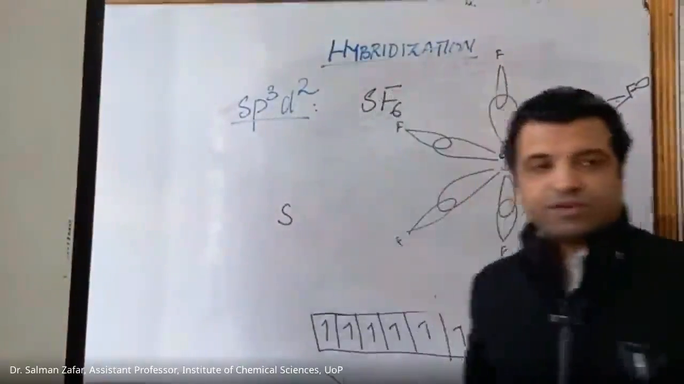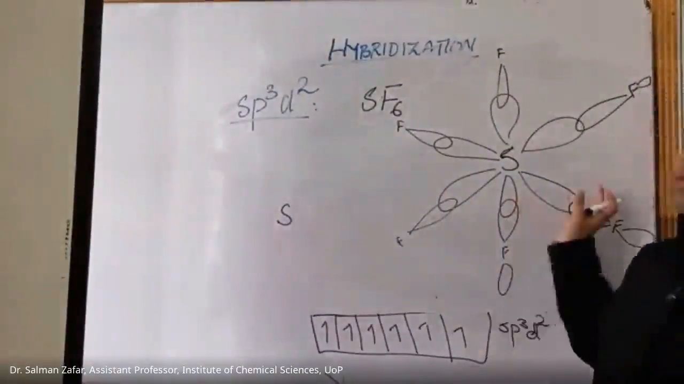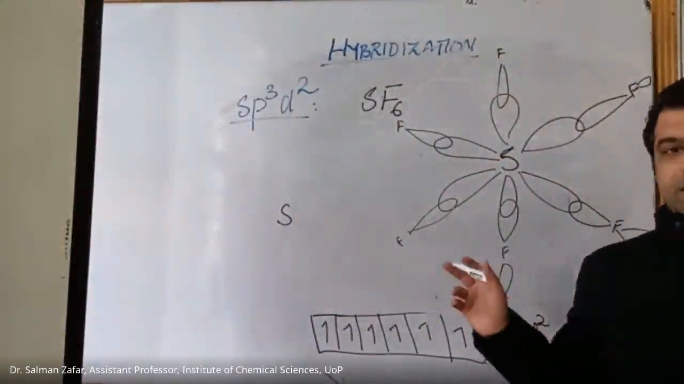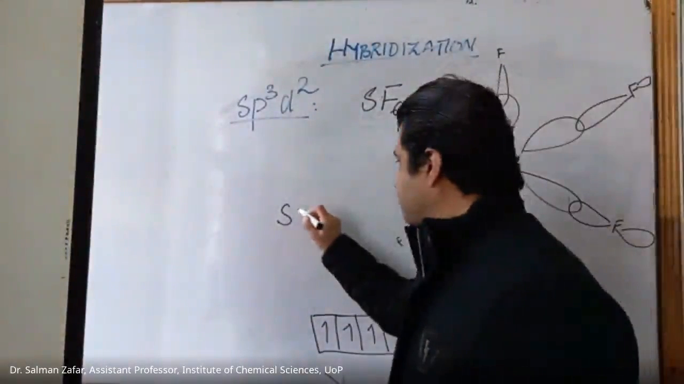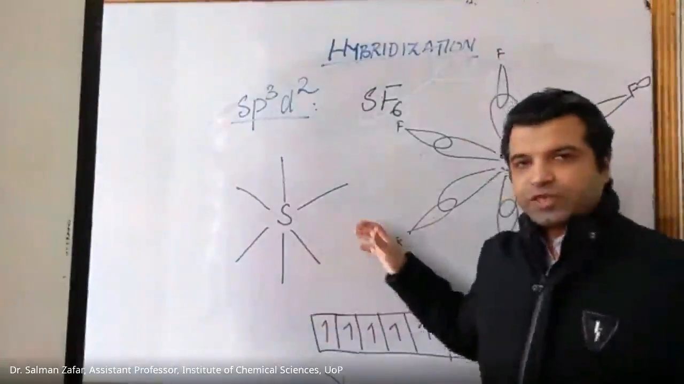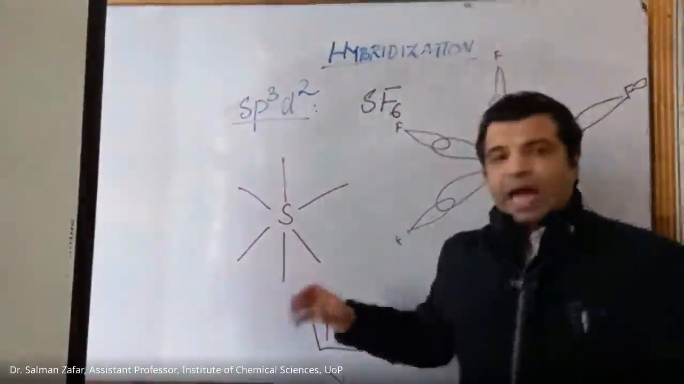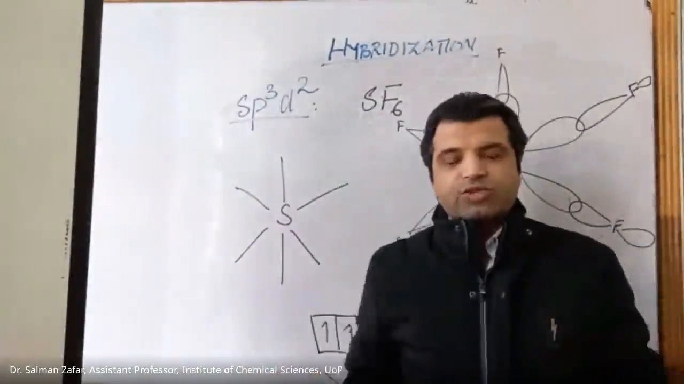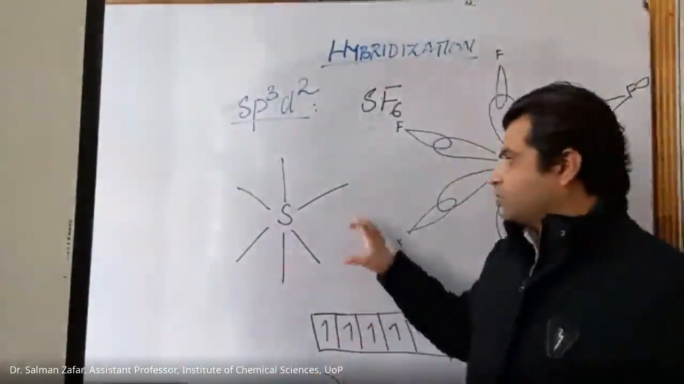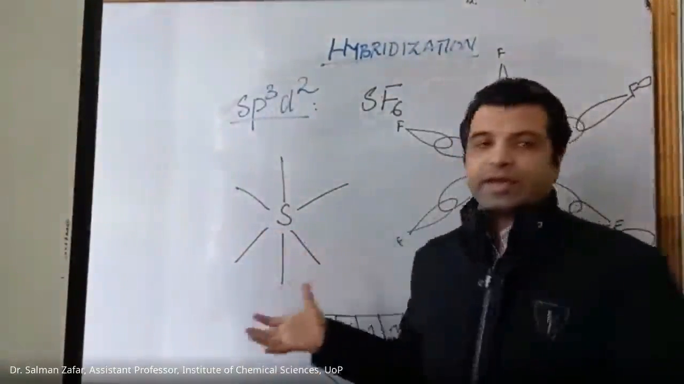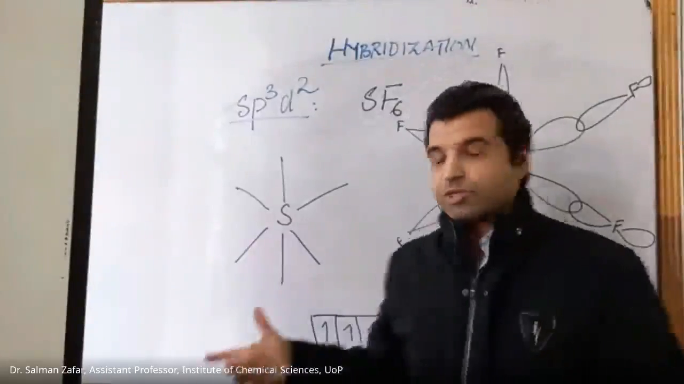So we have the central atom S. It's going to form 6 bonds. It has 6 orbitals. They are arranged in this fashion. Now, what is the actual orientation of these orbitals? You see, we have 6 orbitals, and again, they tend to be at maximum distance from each other.